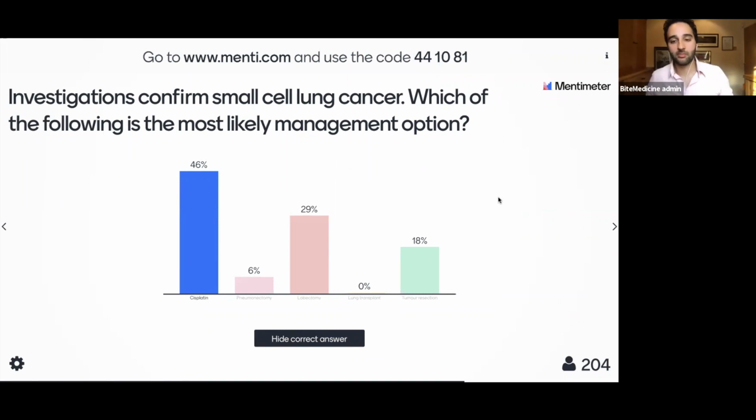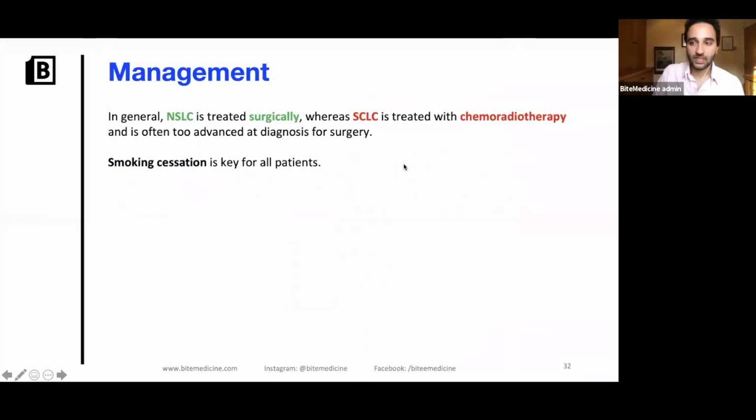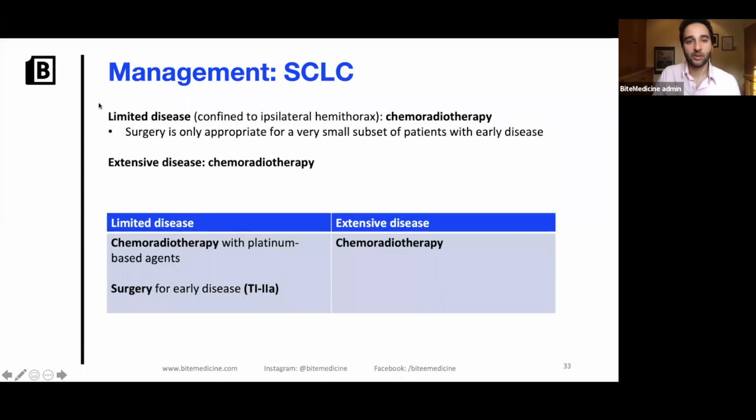Okay, moving on. So the management, let's have a think. In general, non-small cell lung cancer is managed surgically with relatively good outcomes. Small cell lung cancer is treated with chemoradiotherapy. And as we said, it's often too advanced once you diagnose the patient to actually be suitable for surgery. And as I'm sure you know, smoking cessation is key for all patients and for all of us as well. So don't smoke, please. Management, small cell lung cancer.